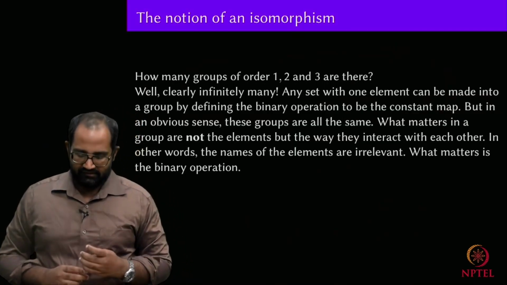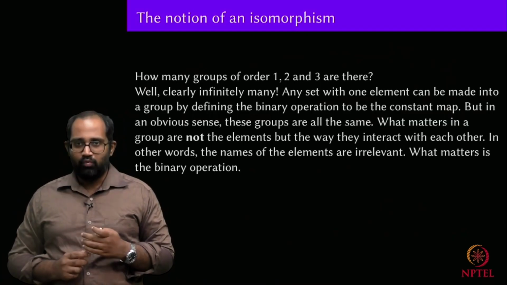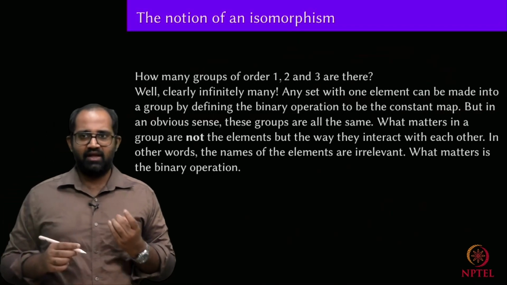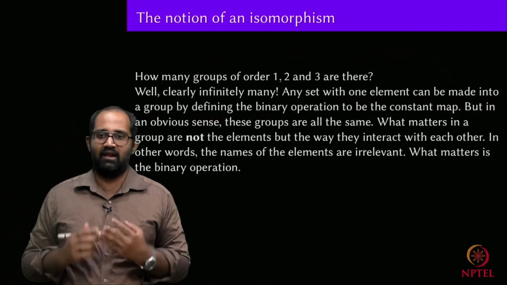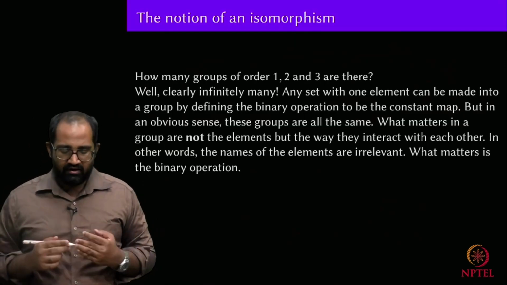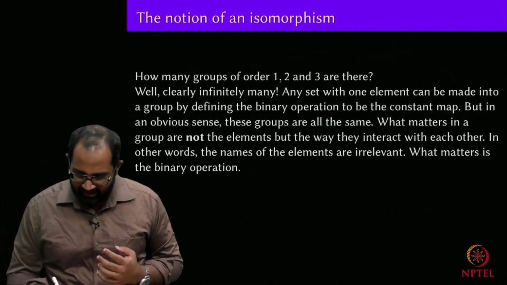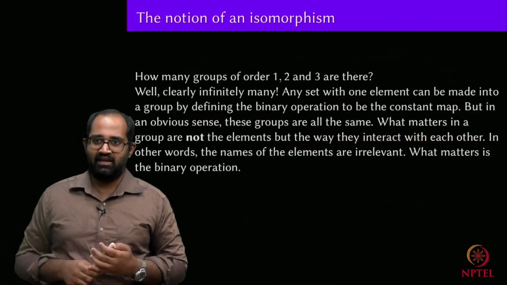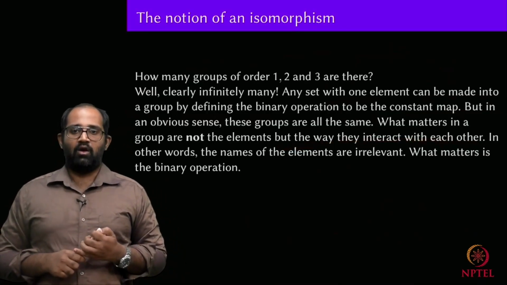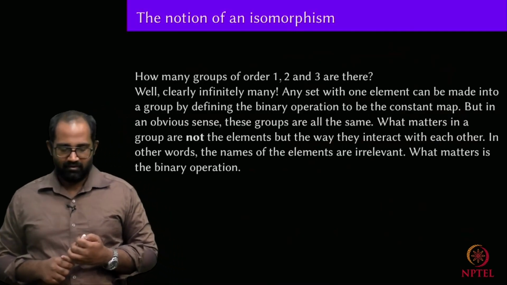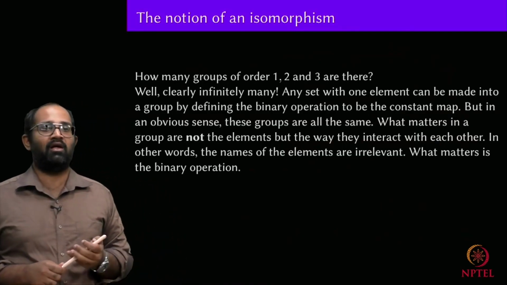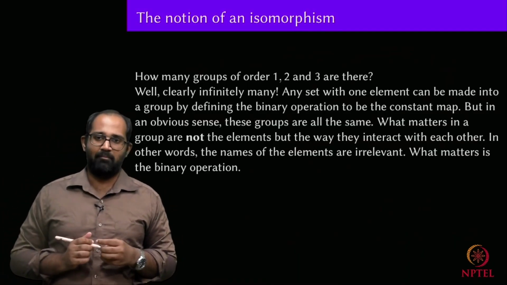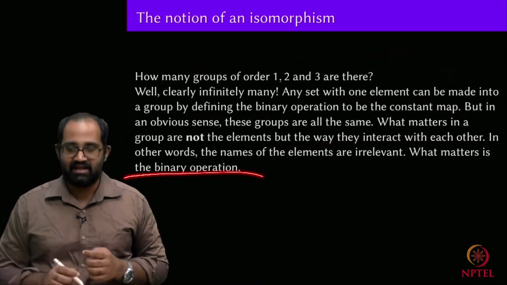What I want to emphasize is, even though a group is a set equipped with a binary operation, the names of the elements are entirely irrelevant to the group structure. What is really important is how the elements interact with each other, and the way they interact with each other is via the binary operation. A rose by any other name smells just as sweet, as one popular author has remarked. So, the names of elements are completely irrelevant. What matters is the binary operation.